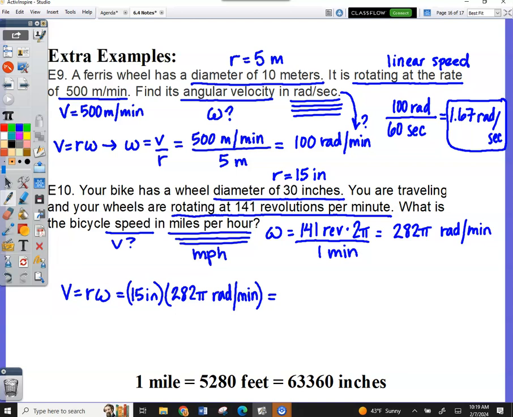I went to the nearest hundredth. Oh, you know what it was? Because I didn't leave it as 282 pi. All right, so what is it? It's just 0.94.